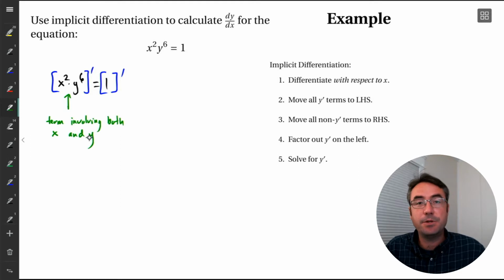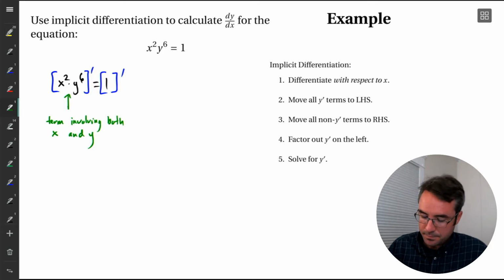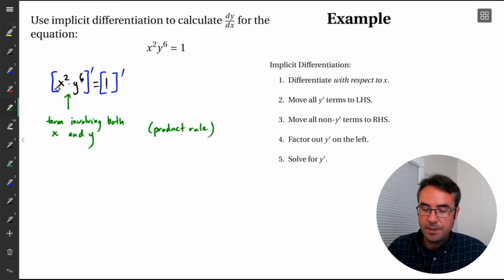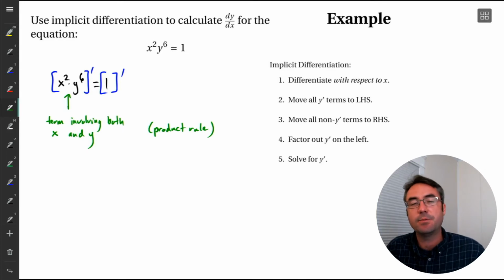So that means we have to use some of our more advanced derivative techniques or derivative rules. And the fact that we have a product here, we have x squared times y to the power 6, means we need to use product rule here. If it was a quotient, then you might have to use quotient rule. If it was a composition, well, then you might have to use chain rule. But we have multiplication right here in the middle, so we have to use product rule.